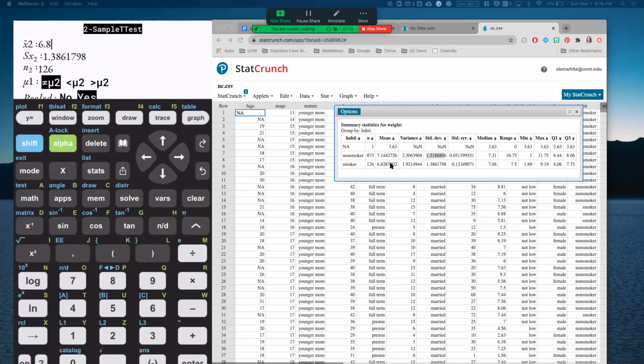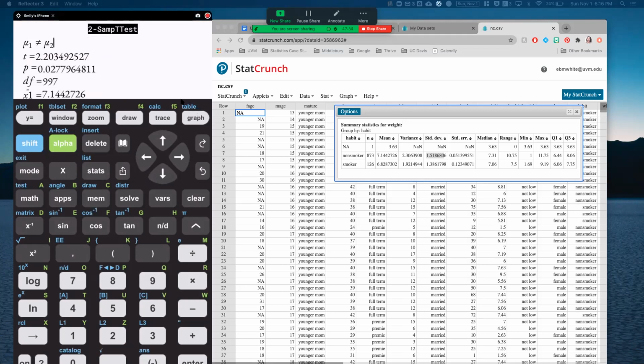So this should be 6.8287302. That's better. And then my standard deviation is still correct there. And I'm still going to do a 2-tailed test, and I'm still going to not pool the variances. Okay. This is more like what I remember.